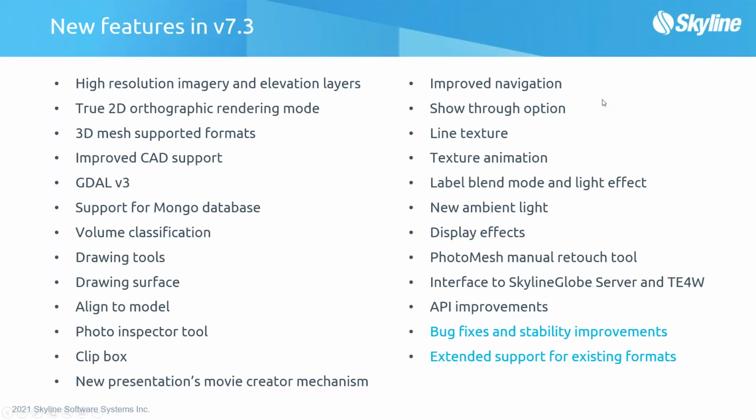We've improved navigation. We've added a zoom to cursor option instead of just zoom to center. There are show through options. On top of the underground capabilities where you can see things underground, now you can also set certain objects to be seen through the mesh at a certain distance. There's line texturing, so we can texture lines using animation.